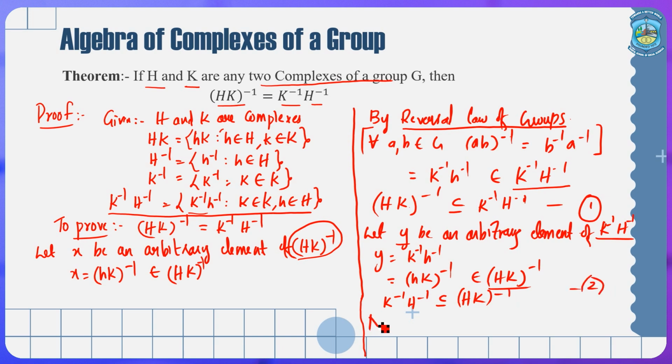Now, from 1 and 2, what can be concluded? From 1 and 2, we can say that (HK)⁻¹ is a subset of K⁻¹H⁻¹, and K⁻¹H⁻¹ is a subset of (HK)⁻¹, which means K⁻¹H⁻¹ is equal to (HK)⁻¹. Hence, proved.